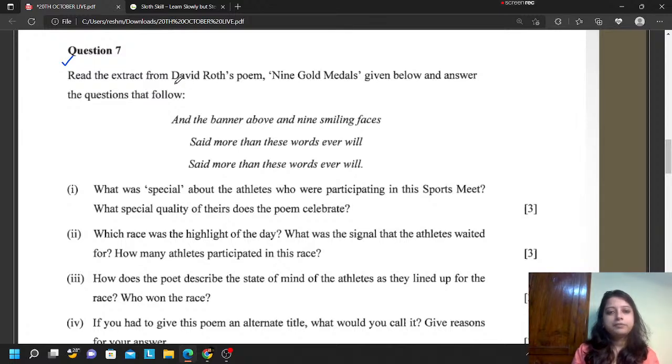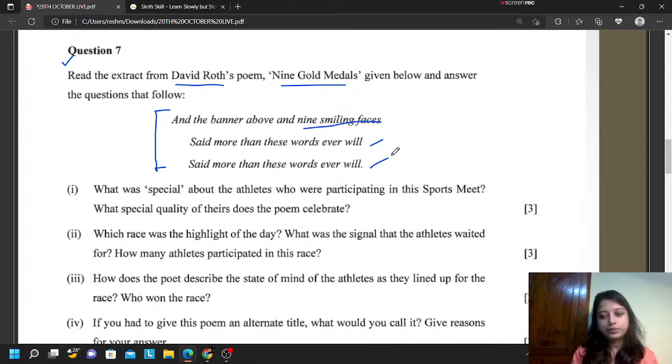Read the extract from David Roth's poem 9 Gold Medals given below and answer the questions that follow. This is our extract, so we will read it. And the banner above and 9 smiling faces said more than these words ever will. So this is our extract. Question number 1. What was special about the athletes who were participating in this sports meet? What was special about them?